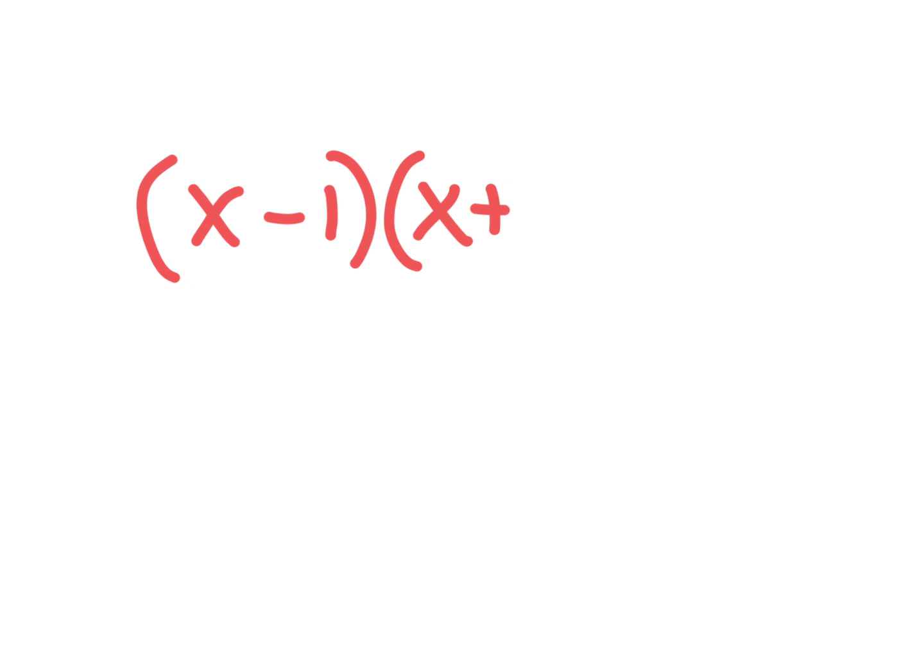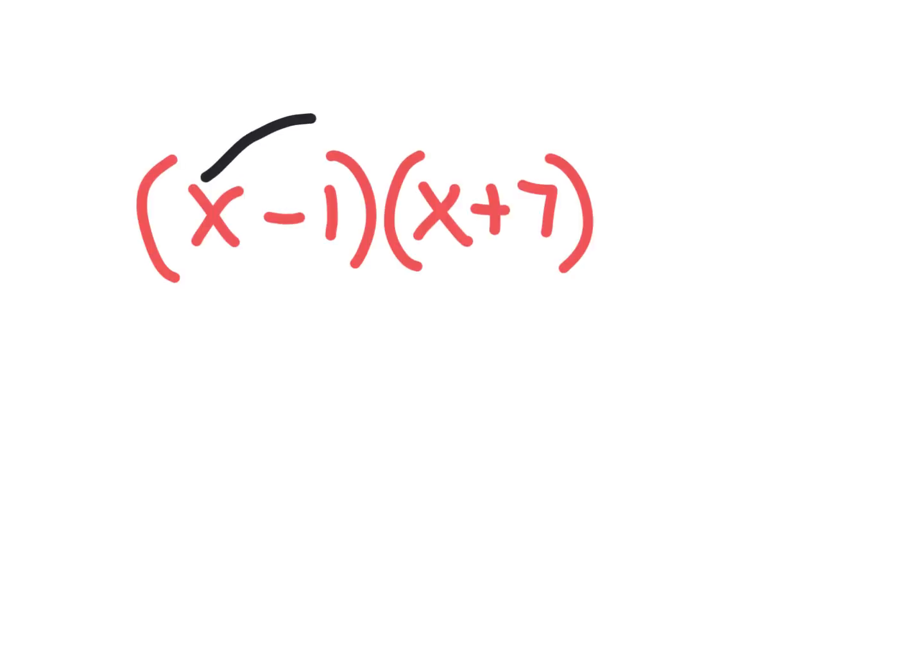So here's another one. Everybody write this one down, please. X minus 1, parentheses, x plus 7. Multiply that out. You can start with either one, but if you do the x first, then do both of the x multiplies. X times x is not 2x. I know somebody's doing that. X times x is x squared.